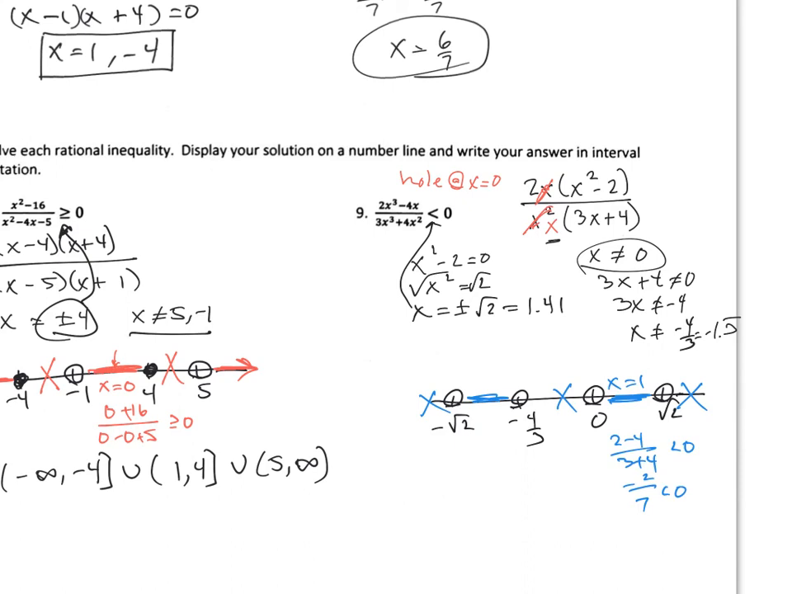So all of them are open circles, so we have rounded brackets, negative radical 2 to negative 4/3, so there's one interval. And we join that up with 0 to radical 2.